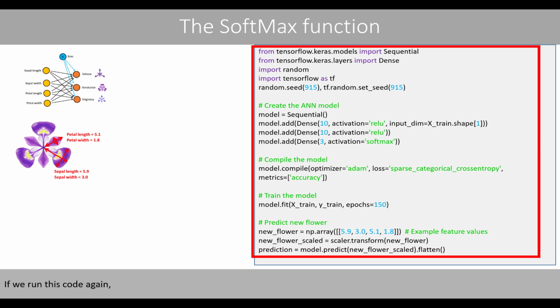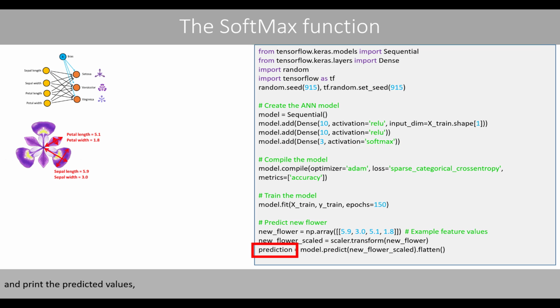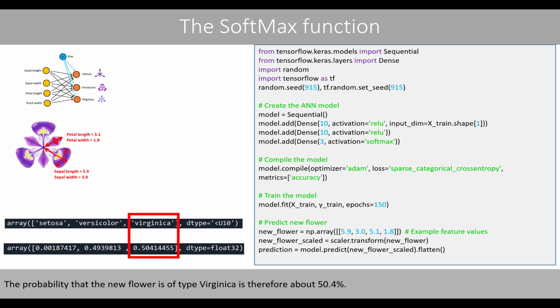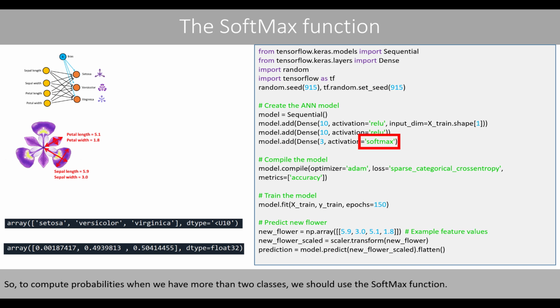If we now run this code again and print the predicted values, we will see that the predicted values now sum up to 1. The probability that the new flower is of type virginica is therefore about 50.4%. So, to compute probabilities when we have more than 2 classes, we should instead use the SoftMax function.